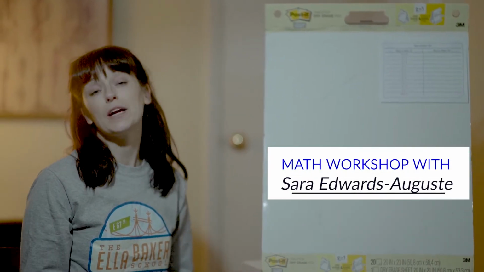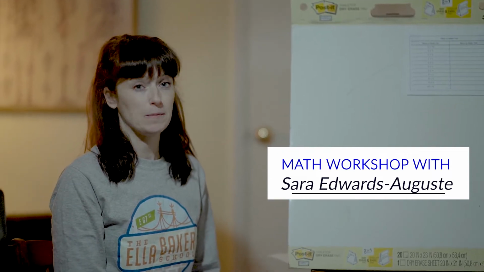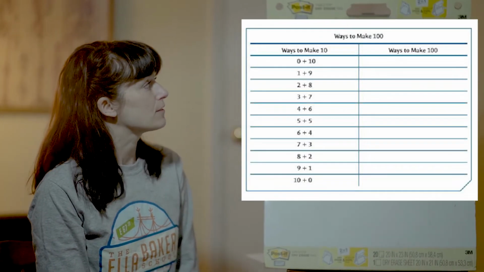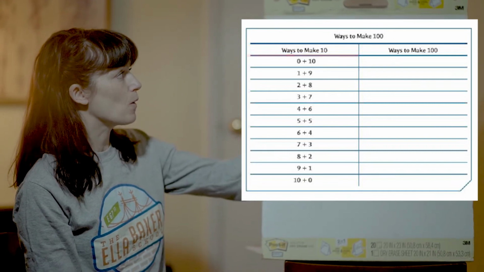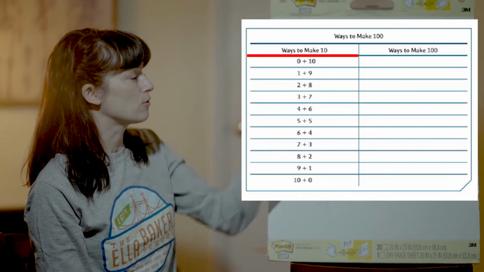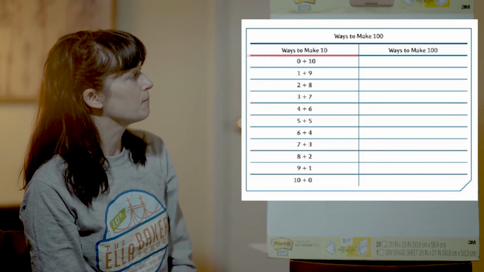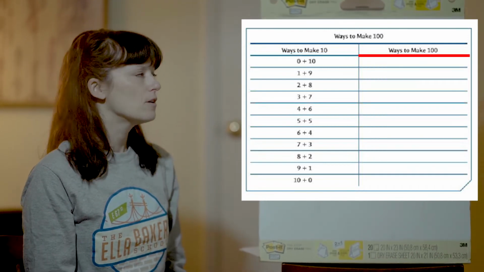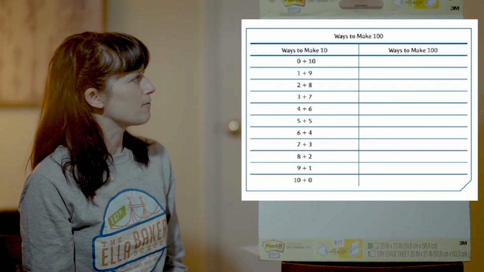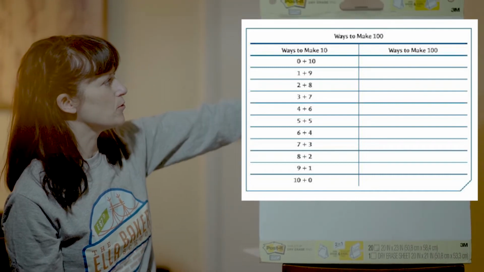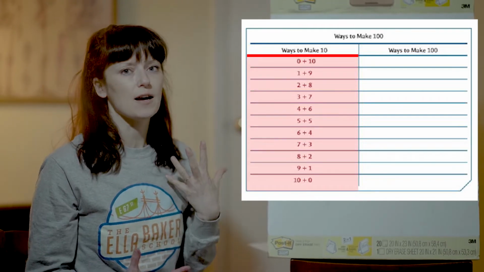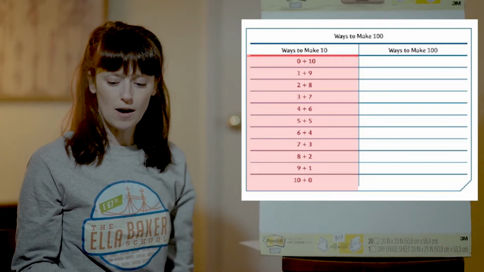We're going to continue working on our ways to make 100 problems. You'll notice here that I've put up a chart called ways to make 100. On one side, we have ways to make 10 with several rows of different ways to make 10. On the other side, it's empty and it says ways to make 100. So I'd like for us to think for just a moment, how could we use our ways to make 10 combinations in order to find combinations of ways to make 100?